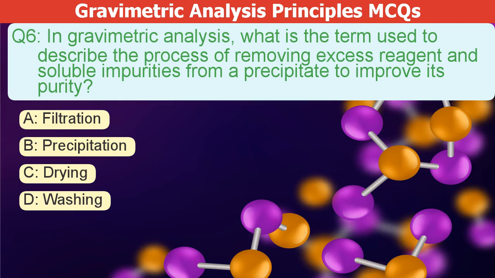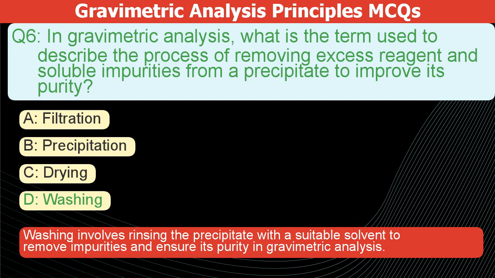In gravimetric analysis, what is the term used to describe the process of removing excess reagent and soluble impurities from a precipitate to improve its purity? A. Filtration. B. Precipitation. C. Drying. D. Washing. The correct answer is D. Washing involves rinsing the precipitate with a suitable solvent to remove impurities and ensure its purity in gravimetric analysis.